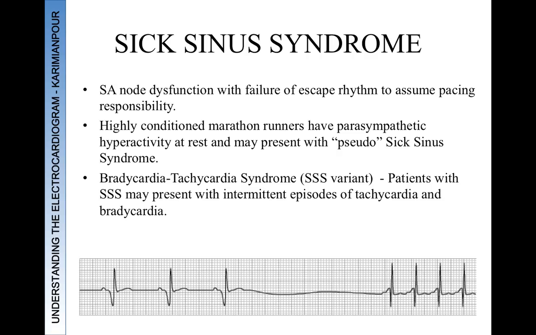And then bradycardia-tachycardia syndrome is an SSS variant, and patients with SSS may actually present with episodes of tachycardia and bradycardia. So it's sort of like a spectrum disease in a way. This is an example of that. Sinus rhythm, there's a pause here, asystole, and then tachycardia. So bradycardia-tachycardia syndrome, a variant of sick sinus syndrome.